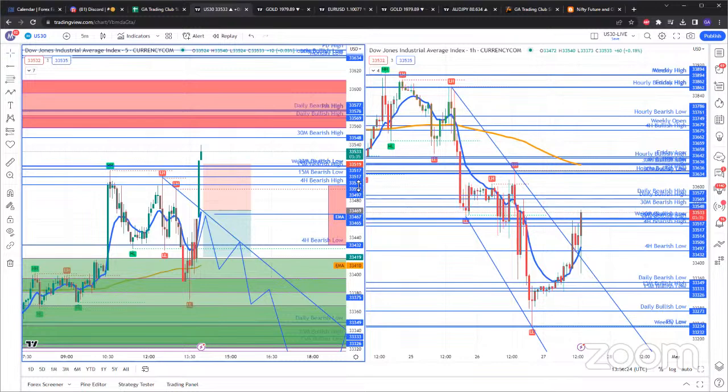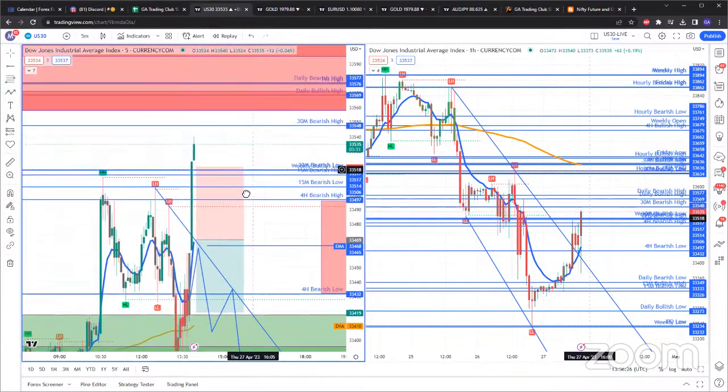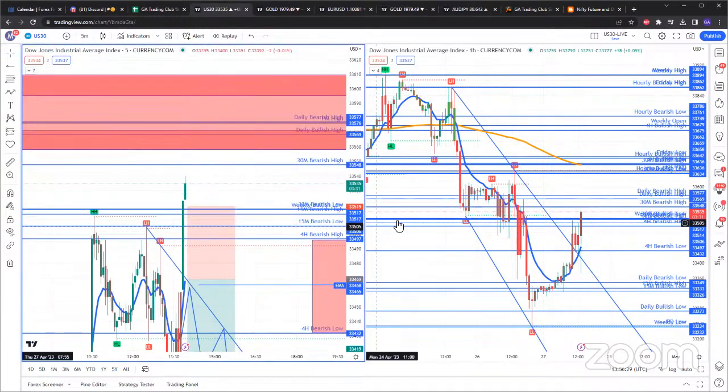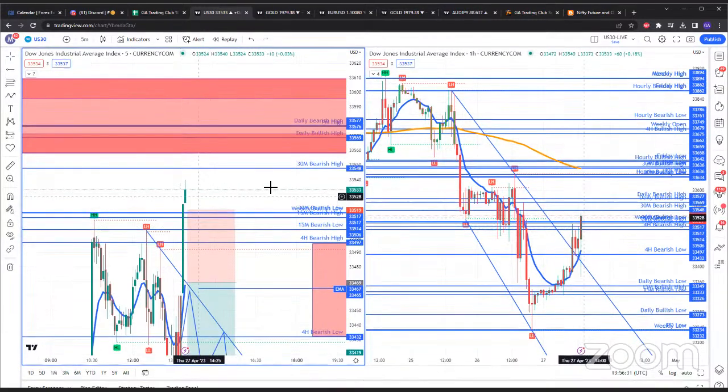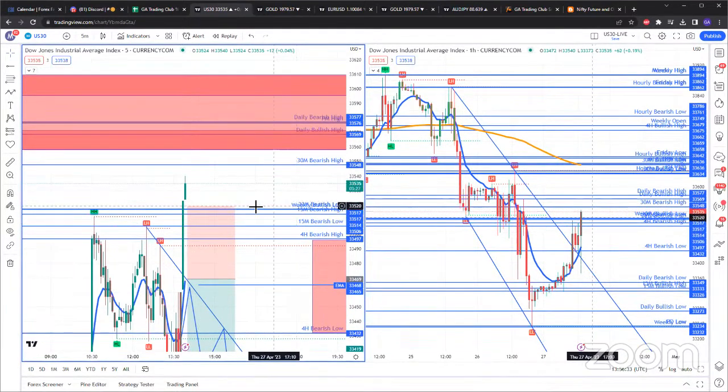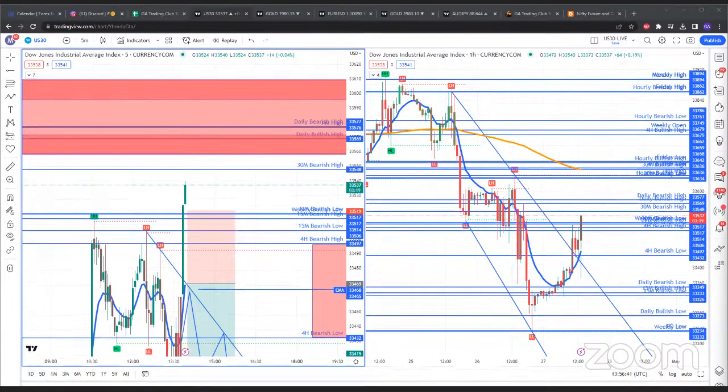So this is the weekly bullish low I was talking about, right? Right now we closed above the weekly bullish low. We do have news in 5 minutes. Remember, we don't trade 5 minutes before or after news, but we have a weekly bullish low here at 33,518. Remember, these are zones that rarely come up.